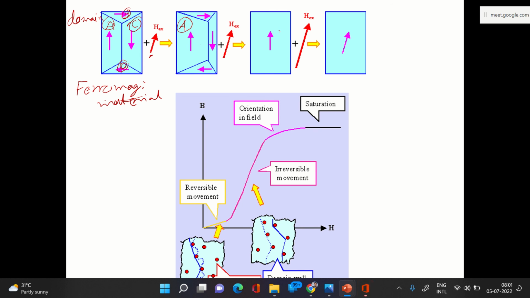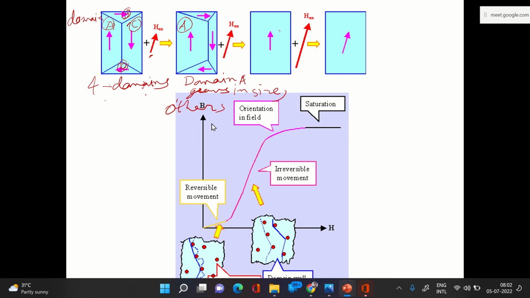So what you are seeing here again is that it has multiple domains, four domains, then one of the domains, domain A, grows in size, and the other domains shrink.